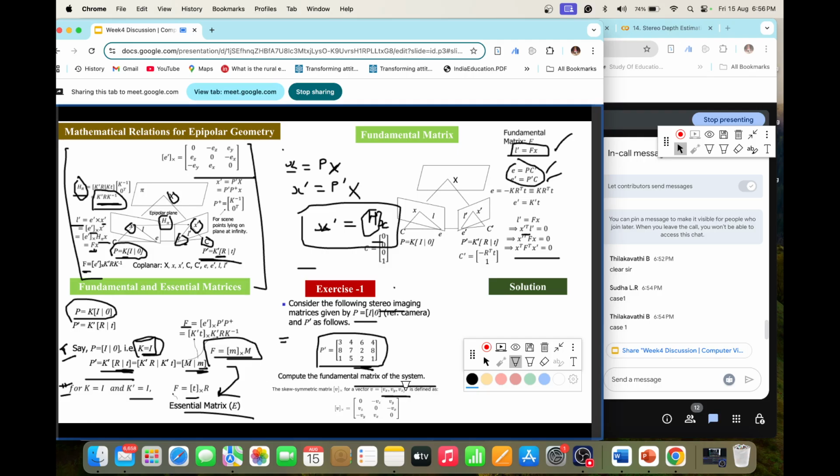Similarly, how can you write for Vz? Vz is 0, that means the z element is 0, but you are left with two elements, Vx and Vy. You write first Vy and then Vx. For the first element you write minus and for the second element you write plus. That is how you can convert your V to Vx.